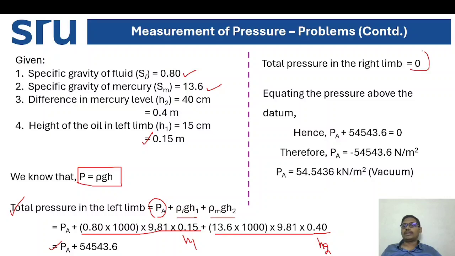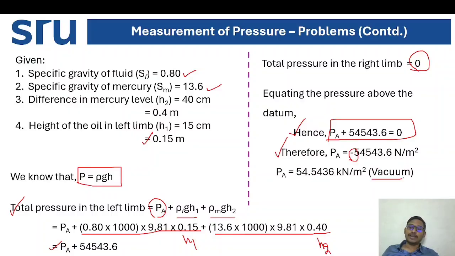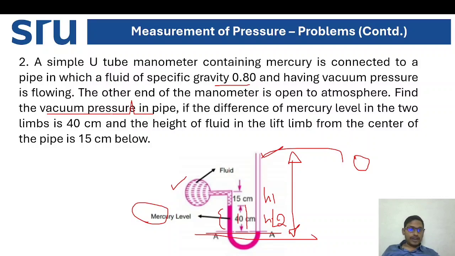Now we know there won't be anything in the right limb, 0. Equating the pressure above the datum, hence PA plus 54543.6 equal to 0. Therefore PA equal to minus 54543.6 newtons per meter square. What is negative? Negative is nothing but vacuum. That is what they are telling. Find vacuum pressure. So find vacuum pressure in the pipe. So in the pipe we have to find vacuum pressure.